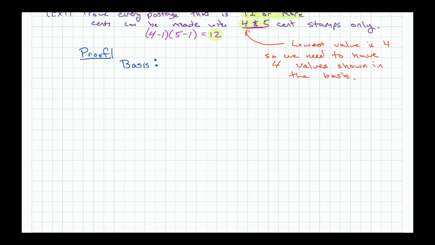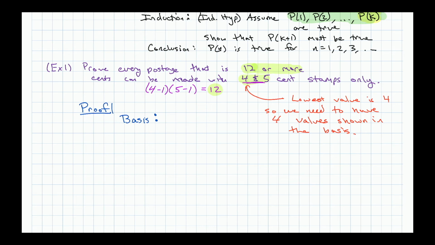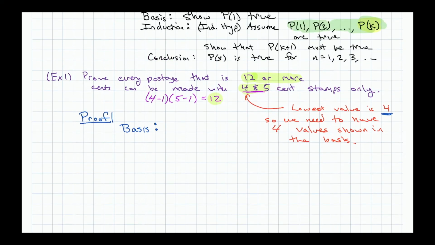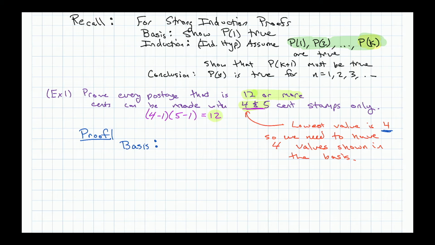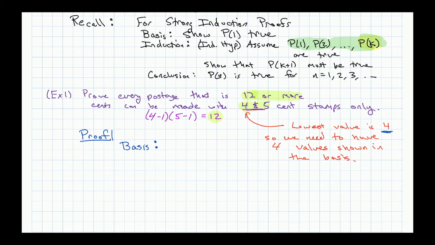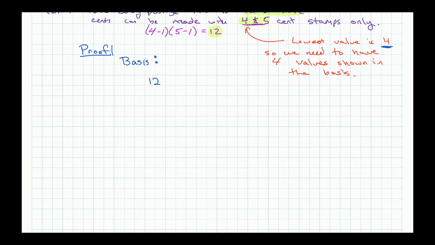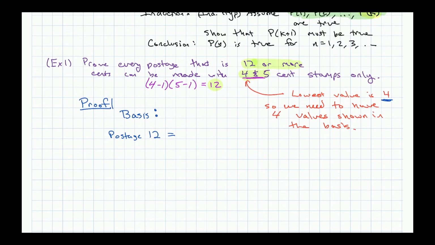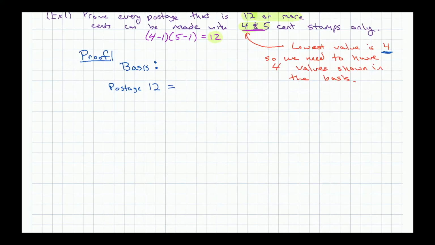All right, let's just go ahead and do this. So like I said, we need to show 4 different values here. And we're starting at 12, right? Because they say every postage 12 or more. So let's start at 12. So your 12-cent postage is going to be, how do you get 12 out of 4 and 5-cent stamps? It doesn't matter how you do it, you just have to figure it out. So with 4 and 5-cent stamps, the way you would get a 12 is you would just have 3 times the 4-cent stamps, right? That's how you're going to get 12.